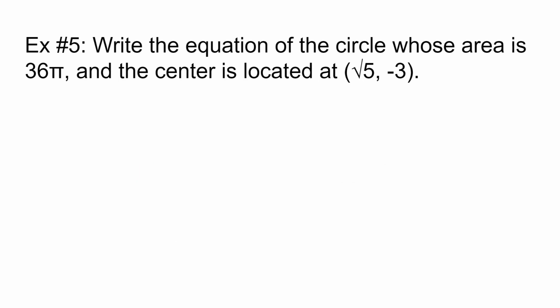Then we have to write the equation of the circle whose area is 36 pi and the center is located at (square root of 5, negative 3). So we know two things. We know the center and we know the area. So using the area, we know area is pi r squared. We can find the radius, which we do need for our standard form equation.